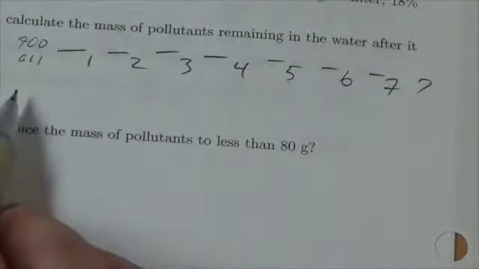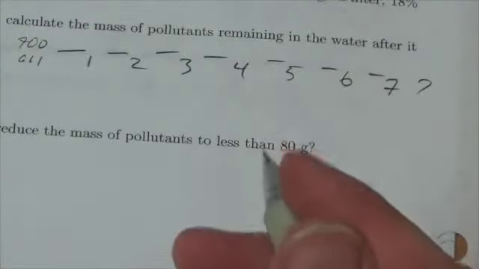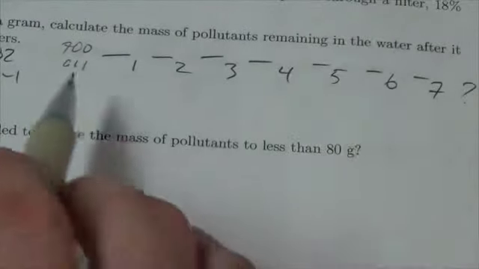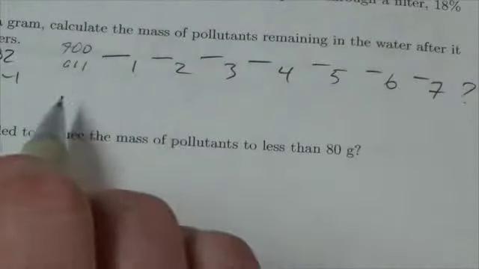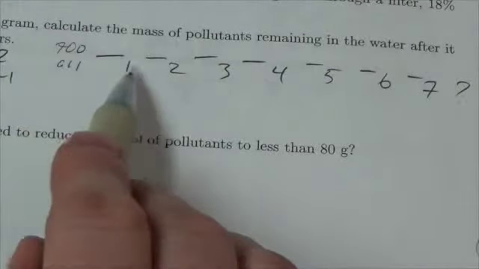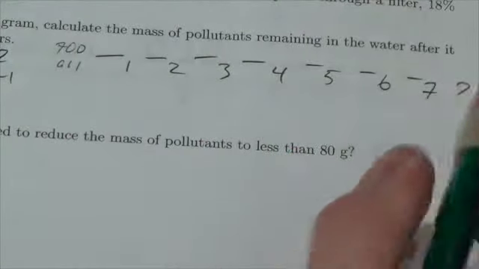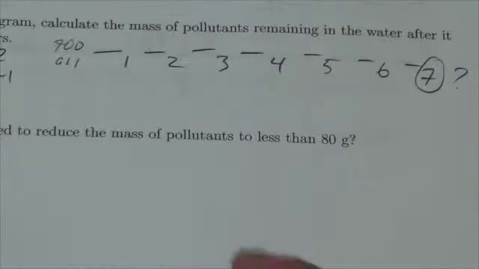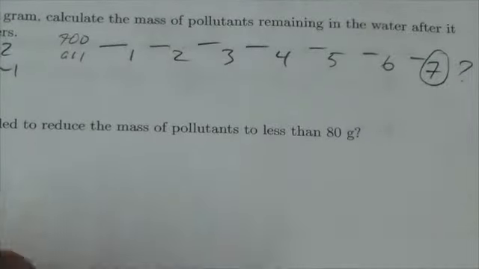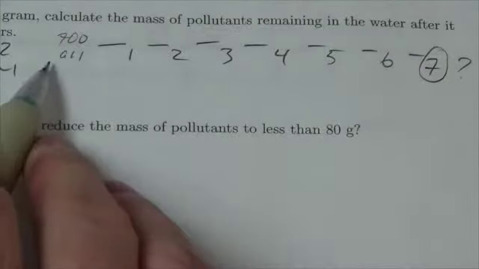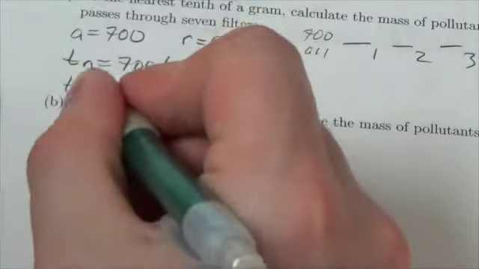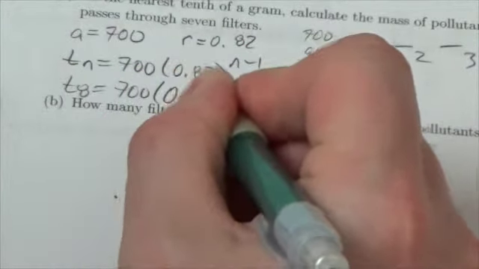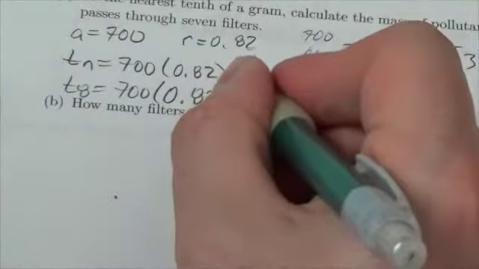Okay, so we're trying to figure out how many pollutants there are in here. Here's the first term. Basically, how many times are we going through this? Well, what term is this? 1, 2, 3, 4, 5, 6, 7, 8. That seventh filter represents the 8th term in this sequence, because that first one, where it hasn't gone through the filter yet, is 700. We've called that our first term. So we are looking for T sub 8 equals 700 times 0.82 to the 8 minus 1.